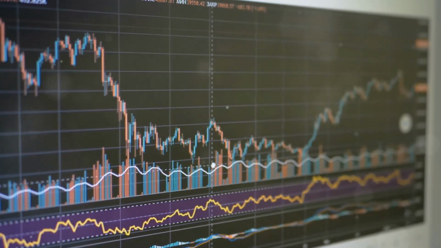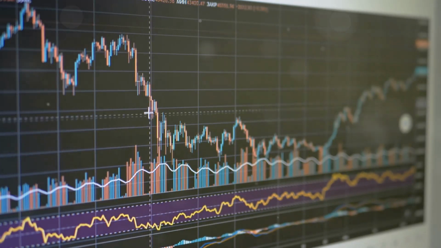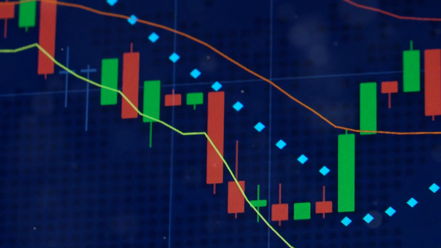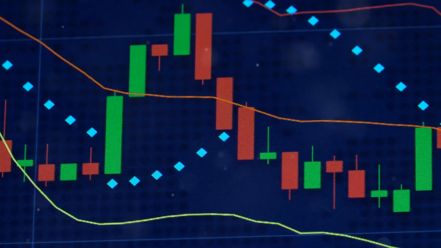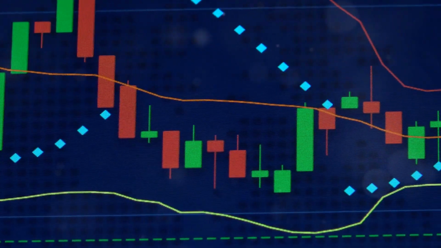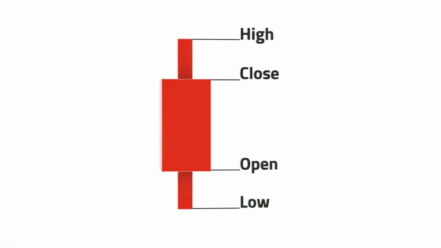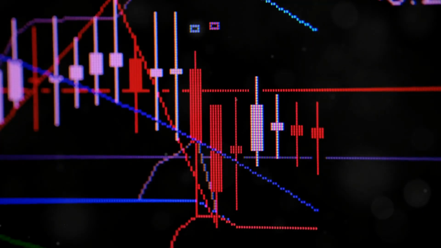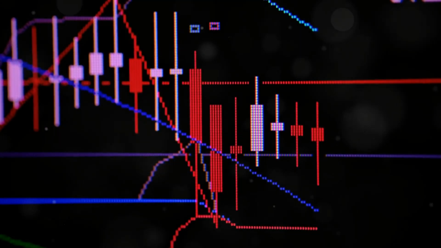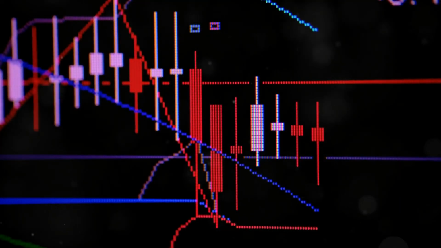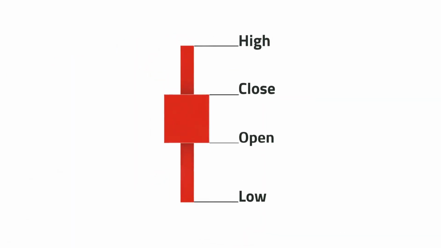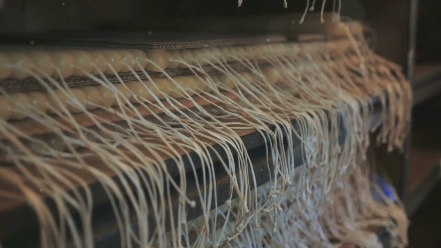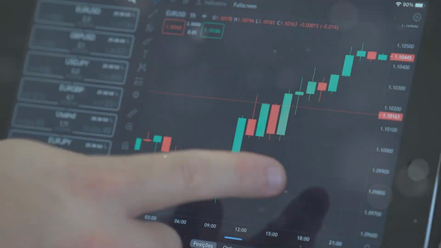First up, let's talk about the basics of a candlestick. Each candlestick on a chart represents a specific period of time. This could be a minute, an hour, or even a full day. A candlestick gives you four key pieces of information: the opening price, the closing price, the highest price, and the lowest price during that time frame. The body of the candlestick represents the open and close, while the thin lines, or wicks, show the high and low prices.